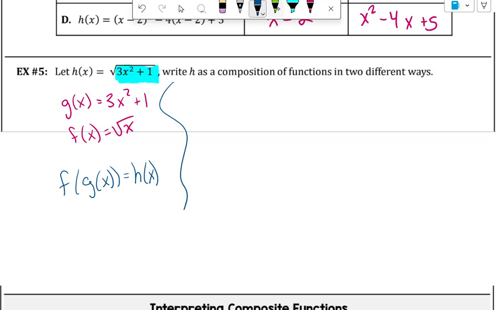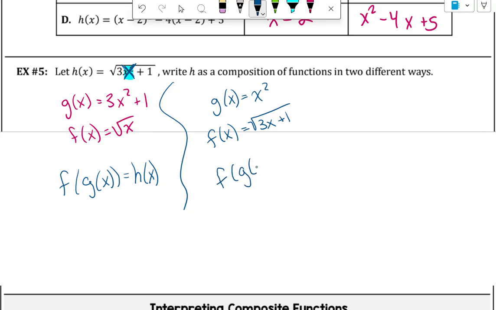I could also look at it from a different perspective. I could say that the inside part is just the x squared. So I could say g of x equals x squared. And so then this is going to be just replaced with x. So f of x is equal to the square root of 3x plus 1. Therefore, we have f of g of x equals h of x.